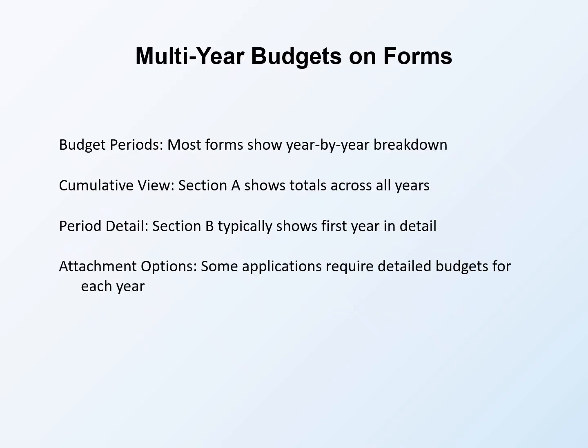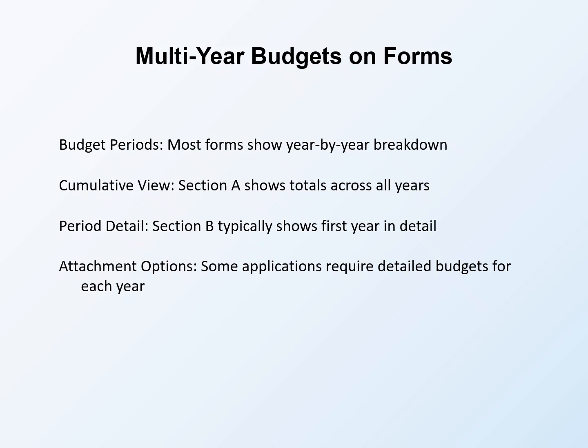Multi-year projects require careful presentation of budget information across project years. Understanding how forms handle multi-year budgets prevents confusion. Budget periods on most forms show year-by-year breakdown. The SF 424A has columns for multiple budget periods, allowing you to show how costs distribute across project years. Each column represents 1 year's budget, typically aligned with your project's fiscal periods.